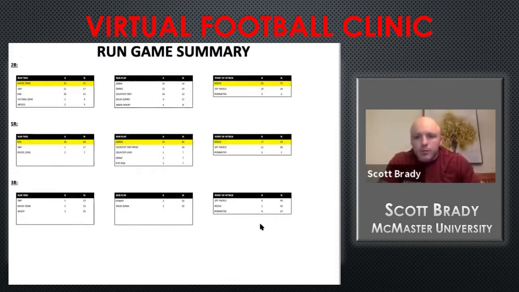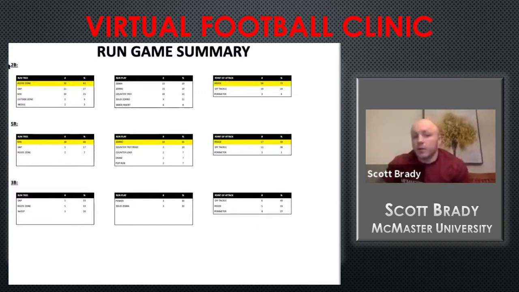So again, these are examples from one of our scouting reports during the season. This is what we would present to our guys in terms of a run game summary. And again, all the core information, the coaches will have all of this. But when we're giving this to the guys, we're really just highlighting anything that's really important that we want them to understand and know going into the game.